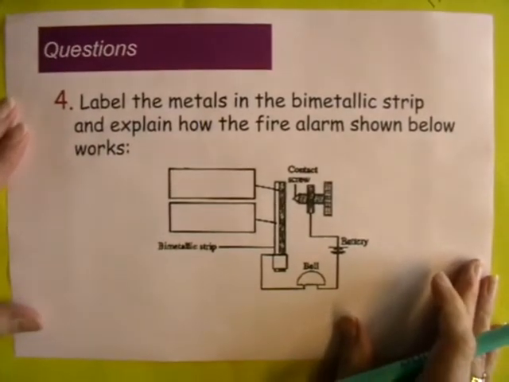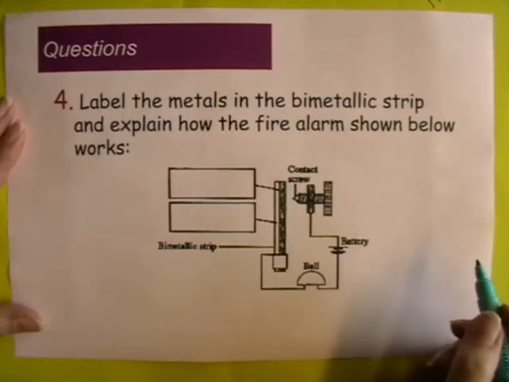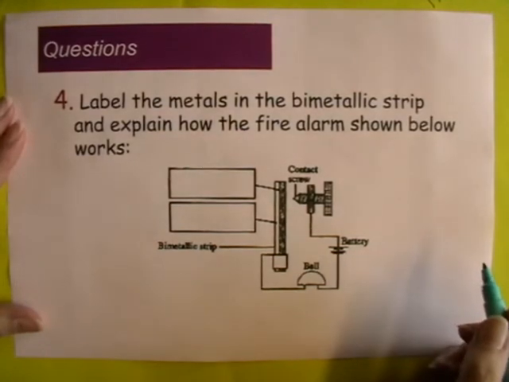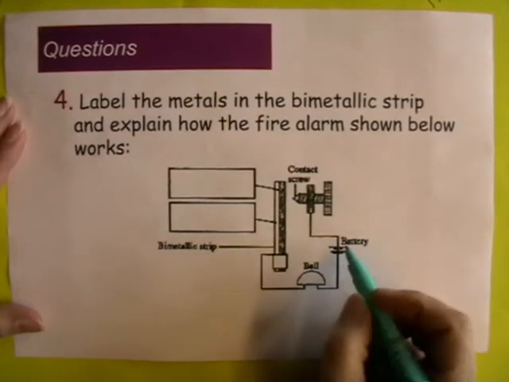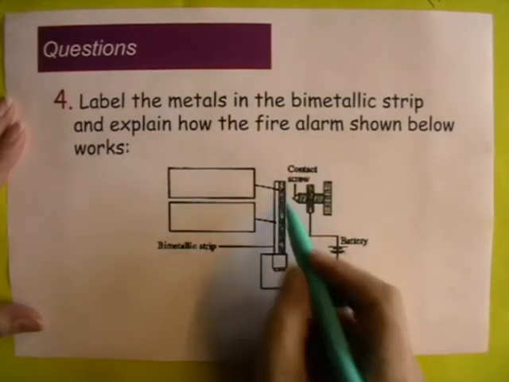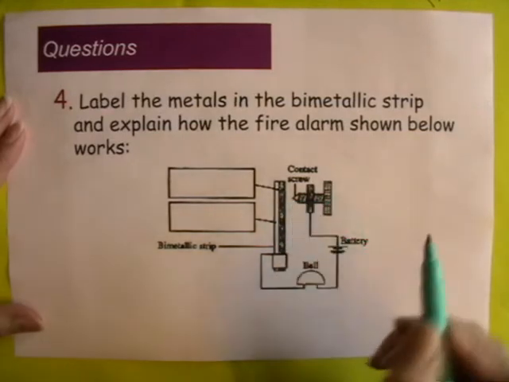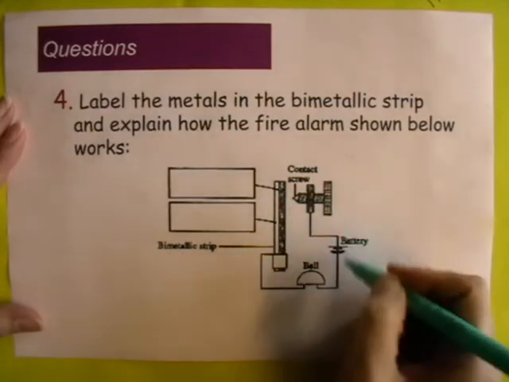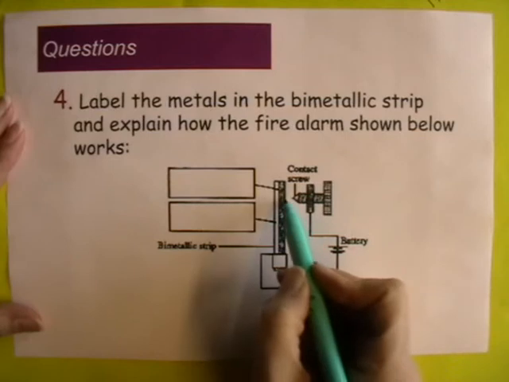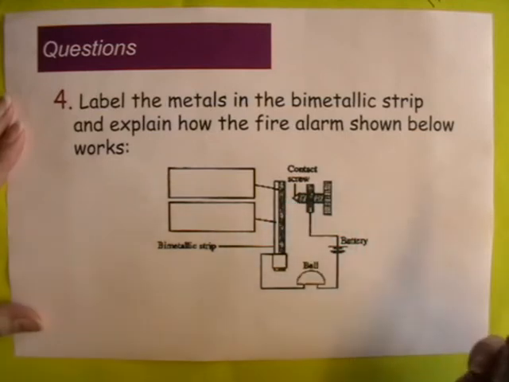The final question in this section then is to label the metals in the bimetallic strip and explain how the fire alarm shown below works. Well, we have a battery connected to a bell through a bimetallic strip. There's a gap then to a contact screw and background. So we need to be able to make the contact here.